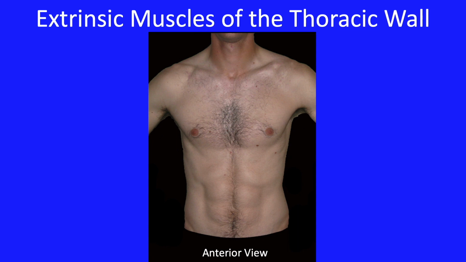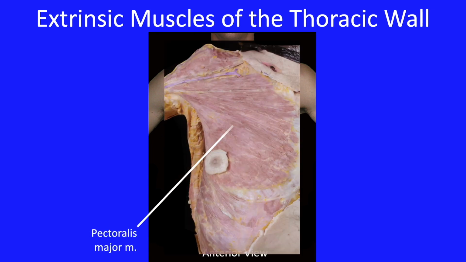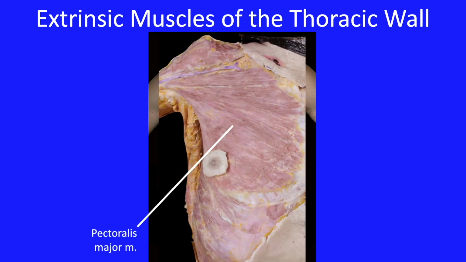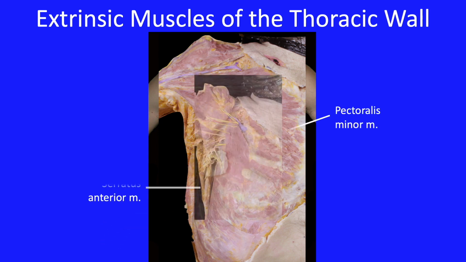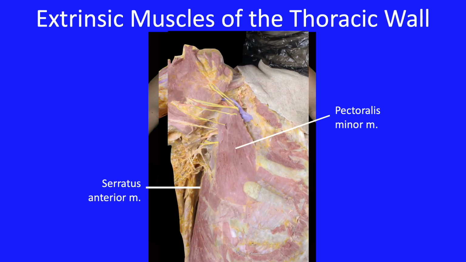Looking from the anterior view, if we remove the skin, the first muscle we encounter is the pectoralis major. If this muscle is reflected, we demonstrate the pectoralis minor, deep to the major, and laterally the serratus anterior. During normal respiration, these muscles do not contribute to rib movements per se, but hold on, we will see in a second when we do use them when we breathe.